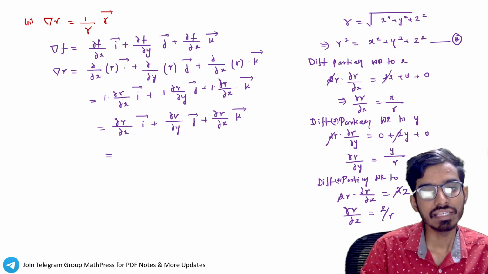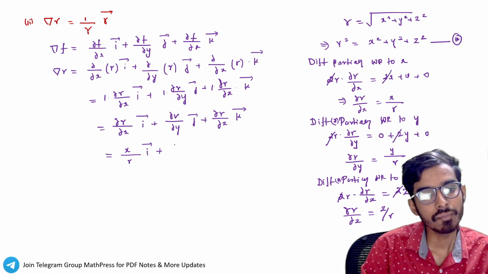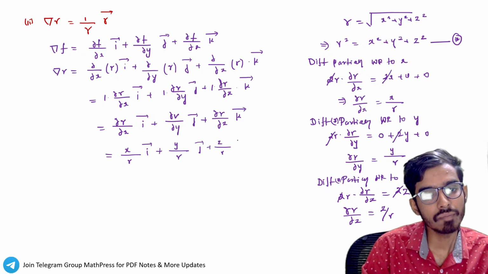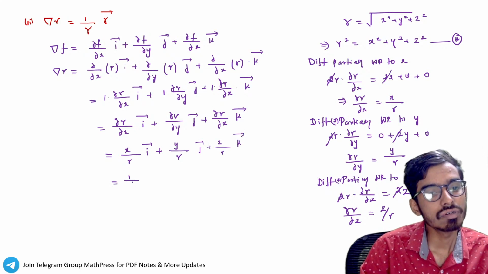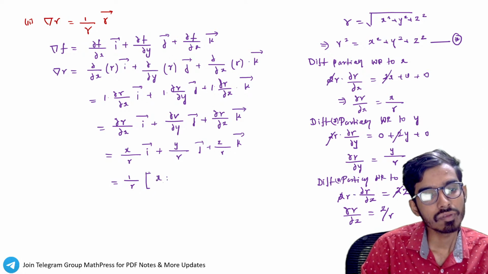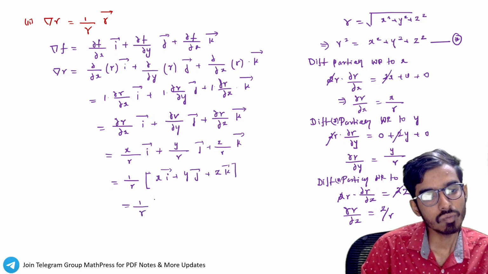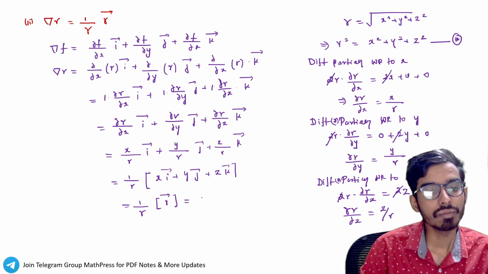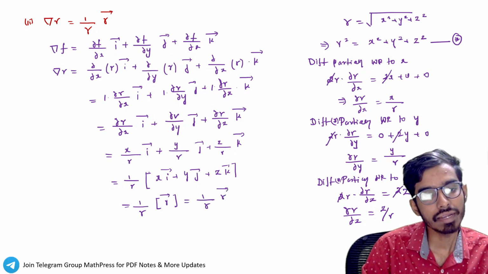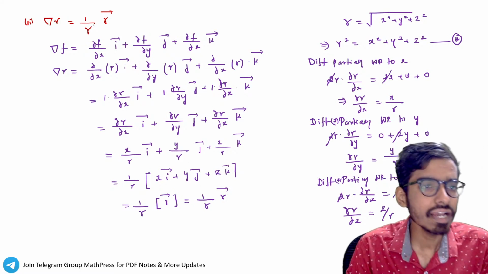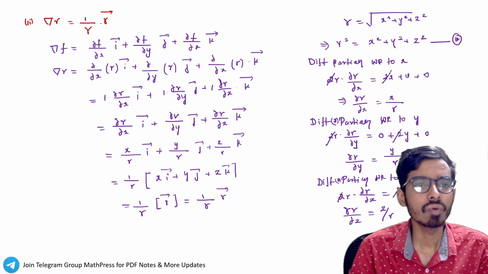So substitute all these values here. So dou r by dou x is x by r i vector, this will be y by r j vector, this is z by r into k vector. Take this 1 by r outside. So we will have x i vector plus y j vector plus z k vector. So this will be 1 by r, this is nothing but r vector, right? That means this is the one we need to prove. So 1 by r into r vector. So gradient of r is 1 by r into r vector.